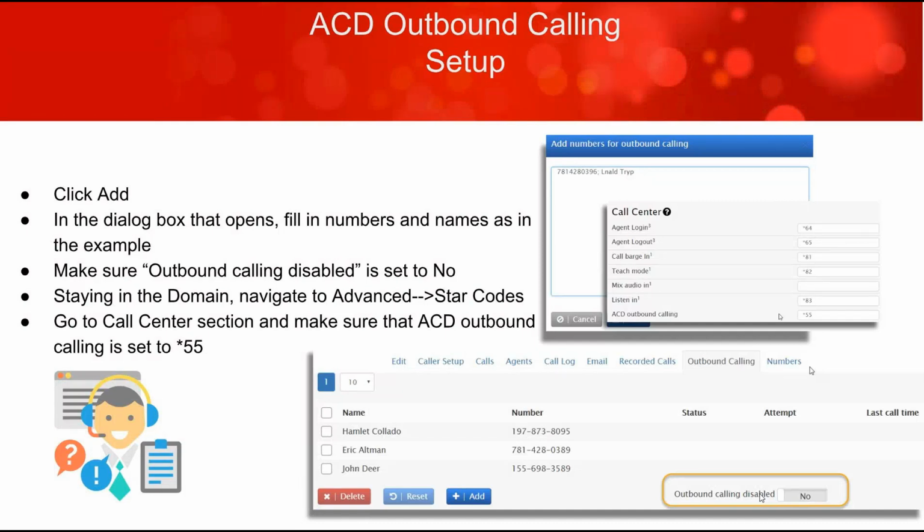Once you're in the star code section, you want to go down to the call center section of the star codes, and you'll see something that says ACD outbound calling. It should already be preset at star 55, but if it's not, just go ahead and set that to star 55. That just means that when you want to initiate this campaign, that's how you're going to initiate it, with that star code.